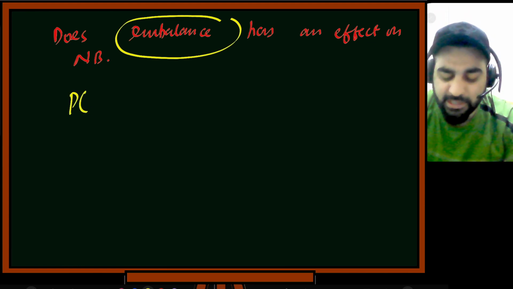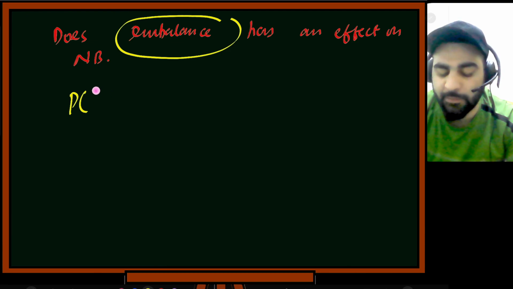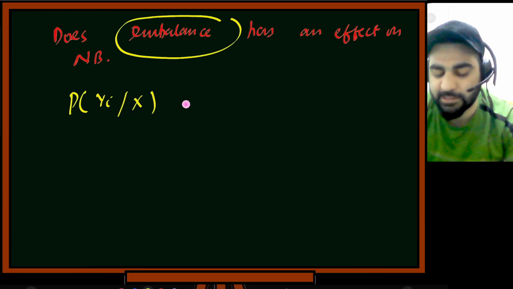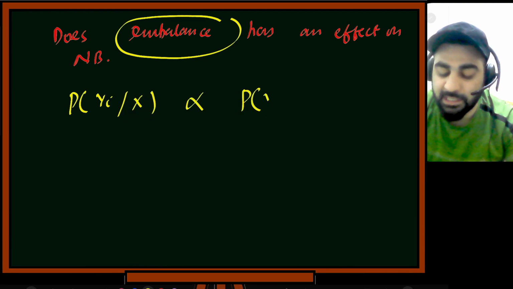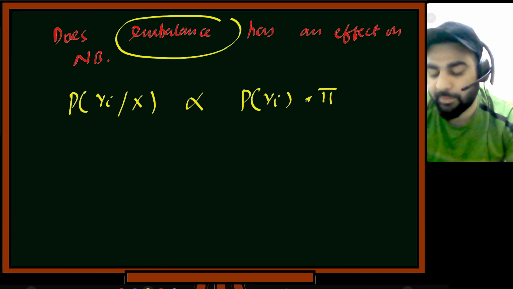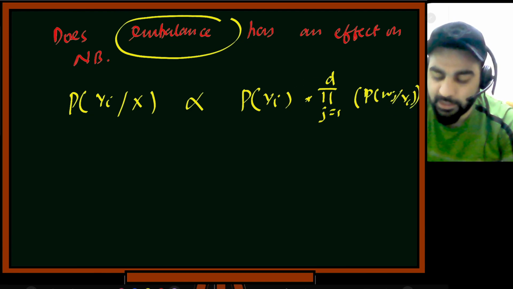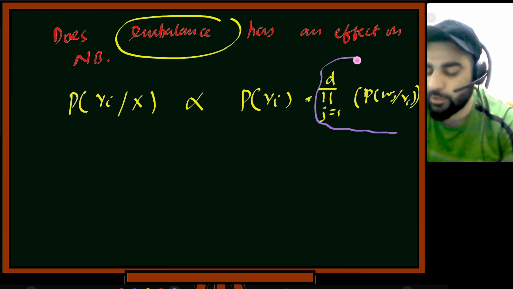What we are computing is the posterior, that's the probability of yi given some document or email, which we'll call x. This is proportional to the prior probability, the probability of yi, times the product over j equal to 1 to d of the probability of wj given yi. This is what we compute. Let's suppose this denominator term is constant, and we are not caring about it.